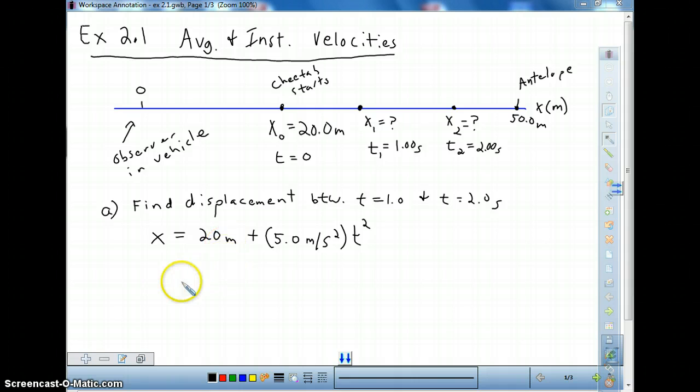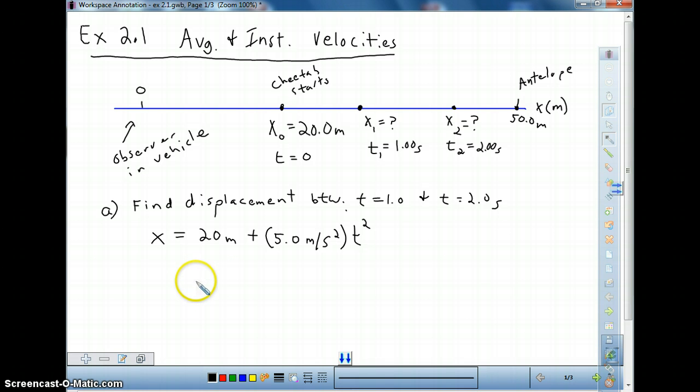So we're first asked to find the displacement between t equals 1 and t equals 2 seconds. The only thing we were given, other than some of the values on the number line, is our displacement as a function of time. We're given the displacement as a function of time down here in the form of a formula. So what we need to do to answer question A is to simply plug and chug numbers through.